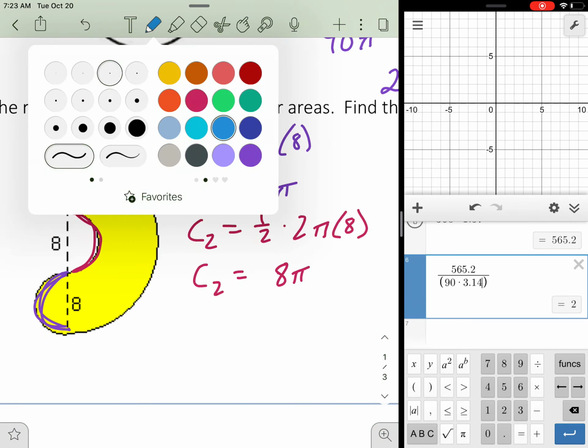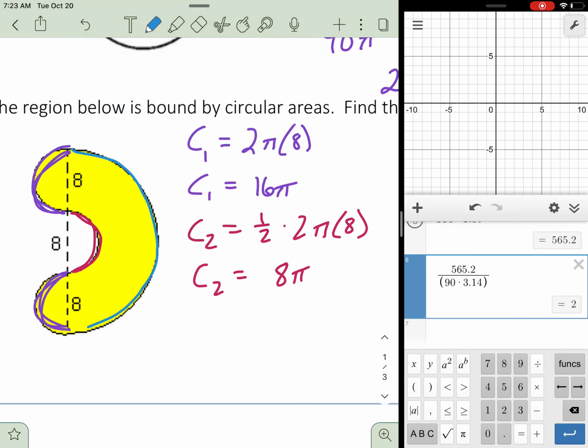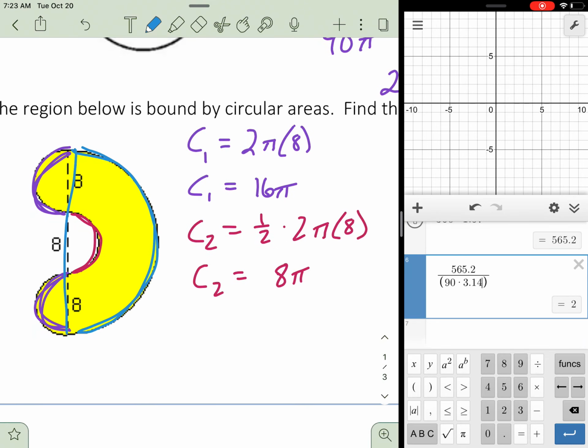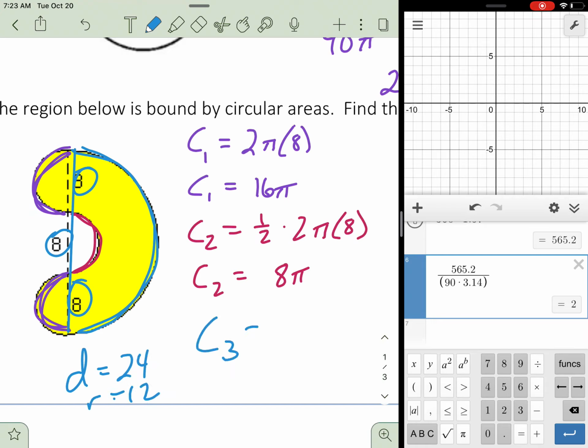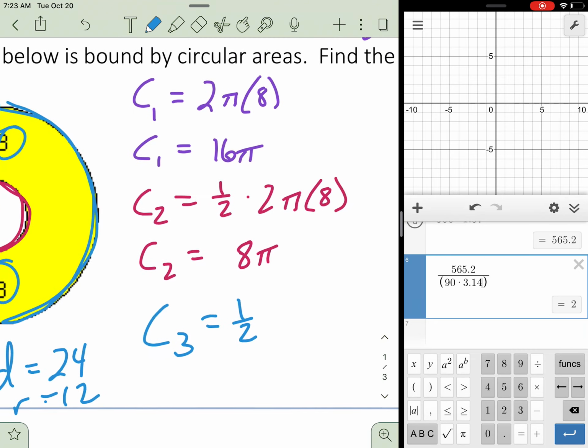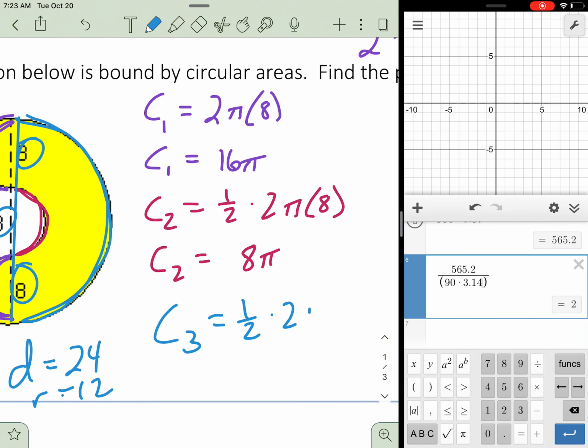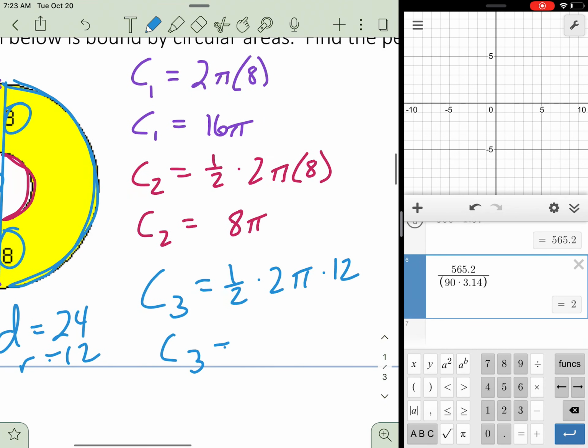All right, and then my last one I'm looking for, of course, is this outside perimeter. Well, here's a semicircle, and this is 8, 8, and 8, so that means my diameter is 8 times 3, which is 24, so my radius is 12. Okay, so the circumference here is, again, since it's a semicircle, half of 2 times pi times my radius, which is 12. So half of 2 is just 1, so circumference 3 is 12 pi.